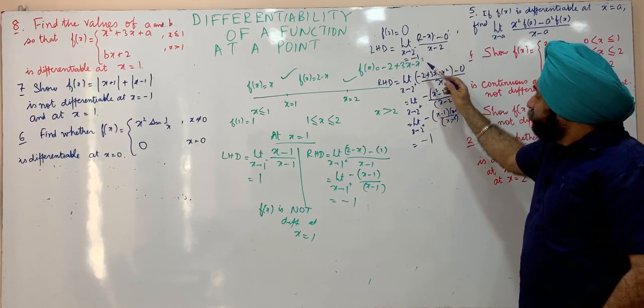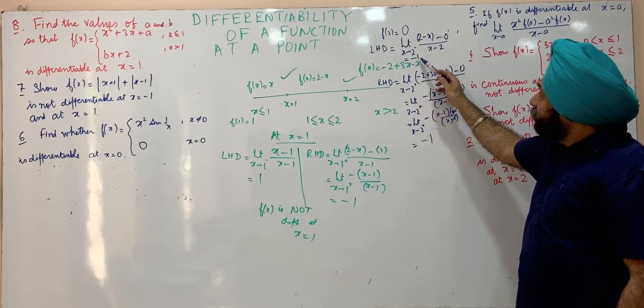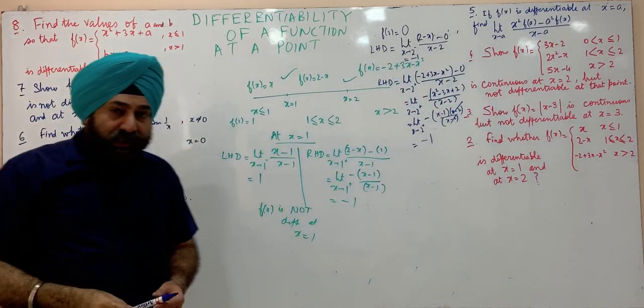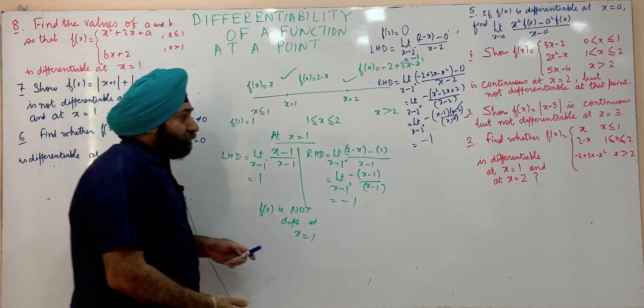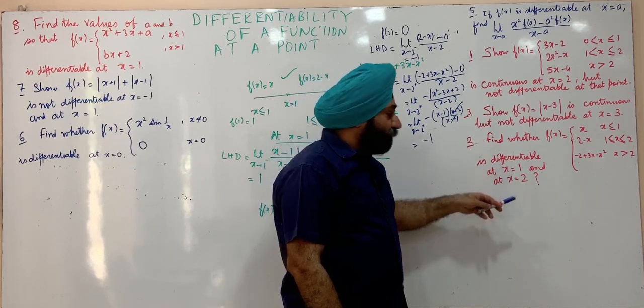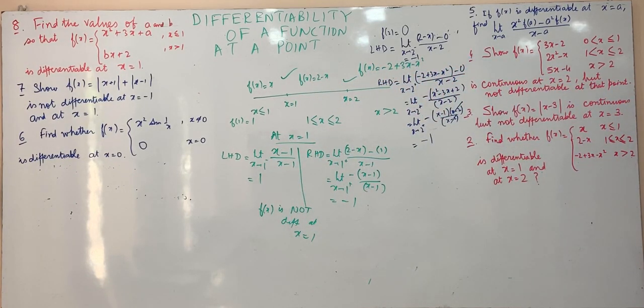So left hand derivative is minus 1, we are talking of x is equal to 2. Left hand derivative and right hand derivative each is minus 1, therefore they are equal, therefore the function is differentiable at x is equal to 2. So what is the answer? The answer is f of x is not differentiable at x is equal to 1, but it's differentiable at x is equal to 2.